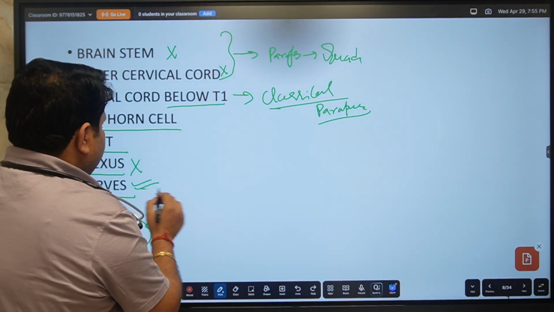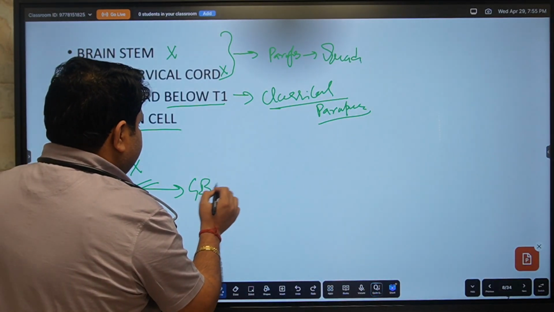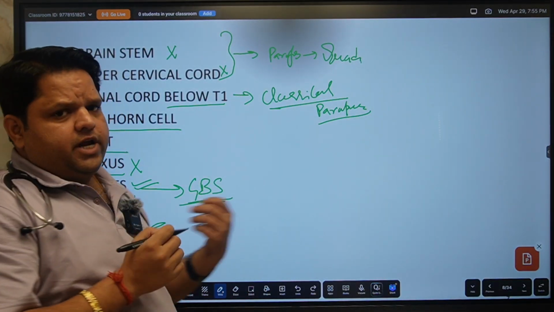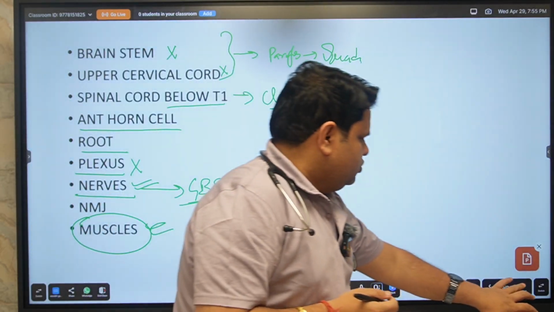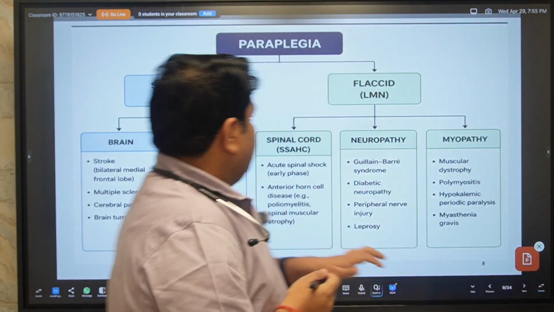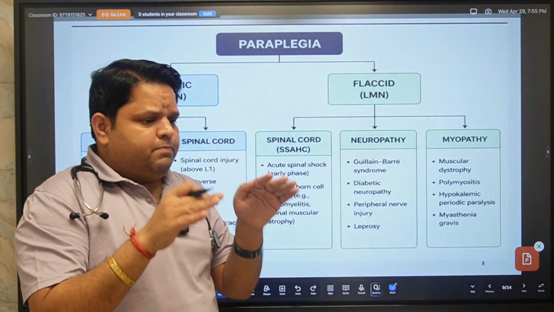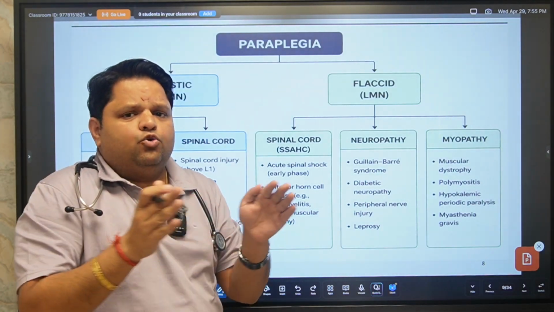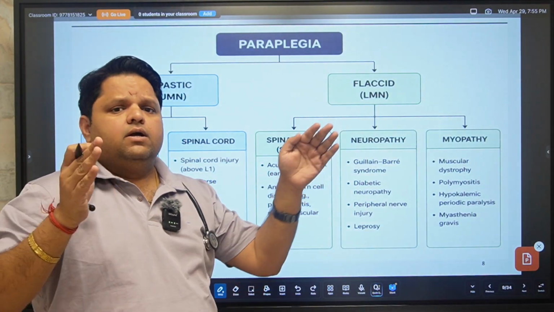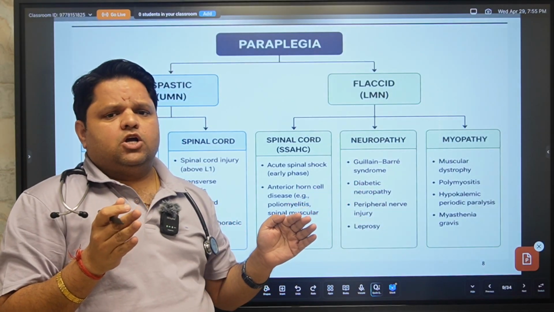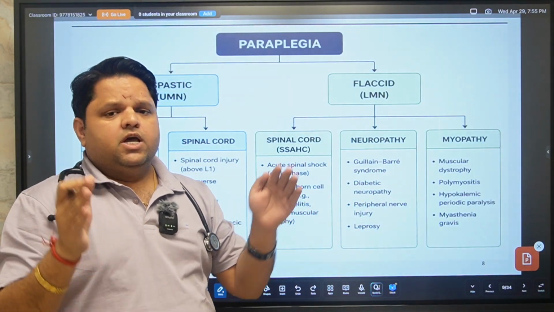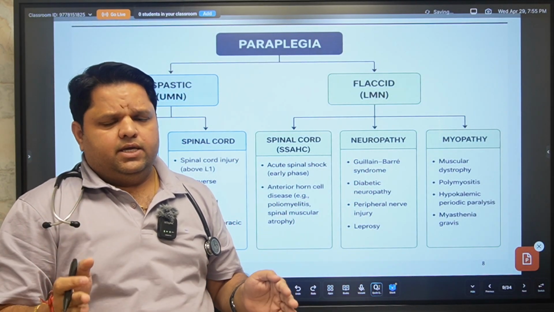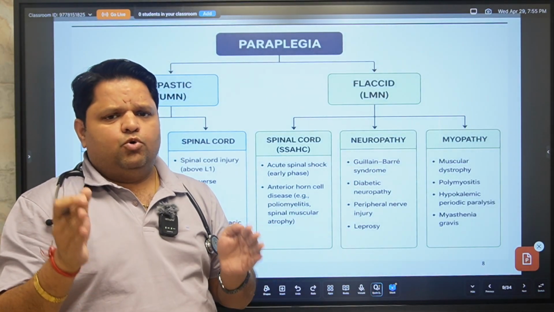In nerves, we usually may get a case of GBS or diabetic neuropathy for the long case or the short case. So if we discuss paraplegia, classical paraplegia, we divide it in two groups, either flaccid paraparesis or spastic paraparesis. Spastic paraparesis means UMN lesion, upper motor neuron lesion.